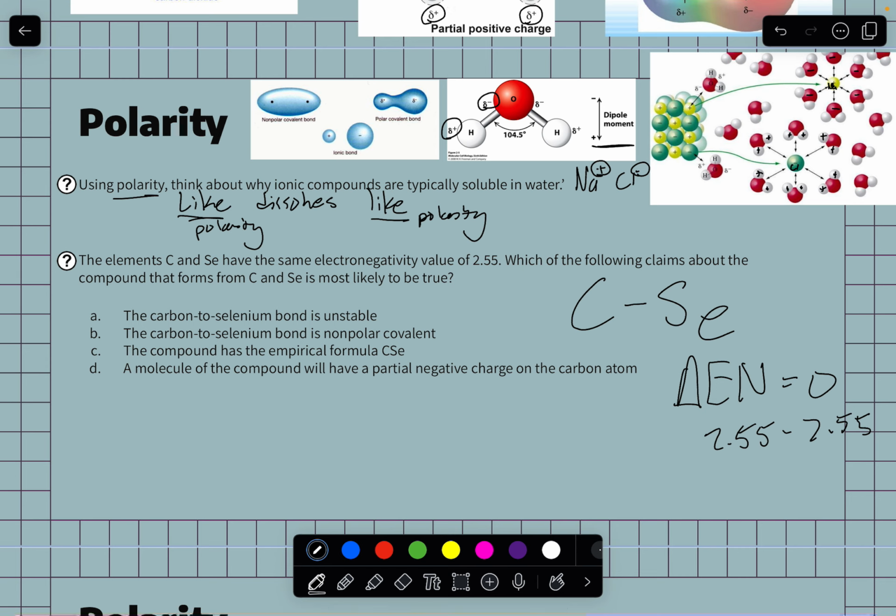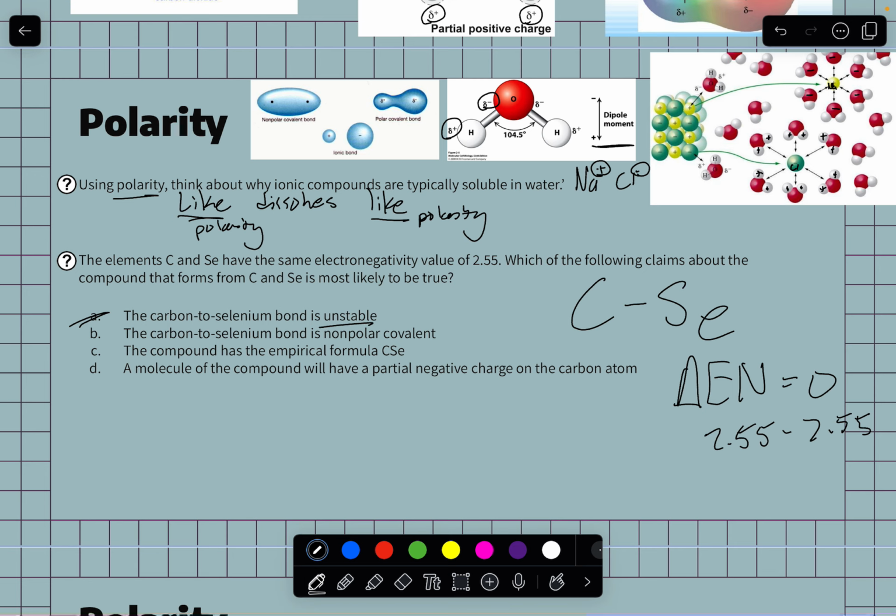Okay, so if it has a difference in electronegativity of 0, it is going to be stable. It's going to be a balanced bond. So it's going to be nonpolar, right? So A says it's unstable. If it's bonded together, it's going to be stable. Okay, unstable things are not going to bond.